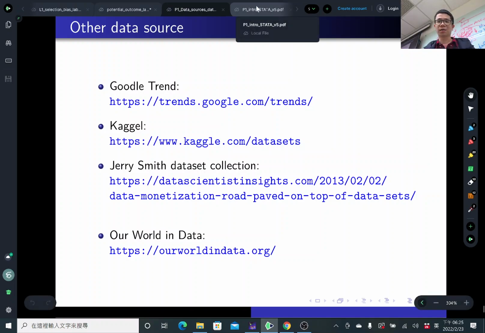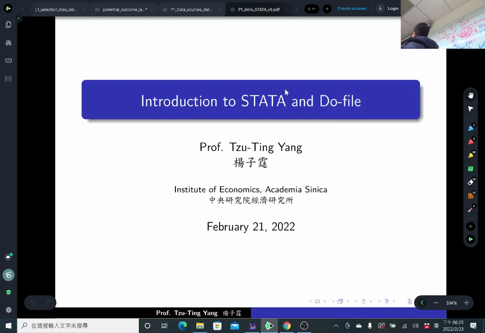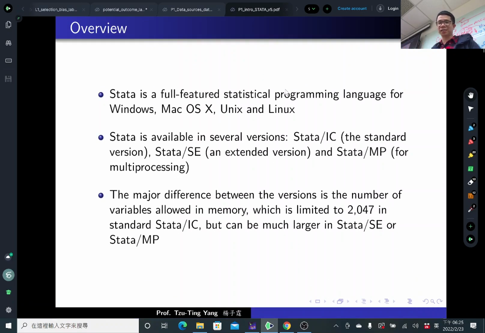Okay, finally, I would like to give you a brief introduction to Stata. You can try to find how to get it, but I can also let you know how to get it, okay? Stata is a statistical programming language, and you can use Windows, Mac, or Linux; on this type of OS you can use Stata.